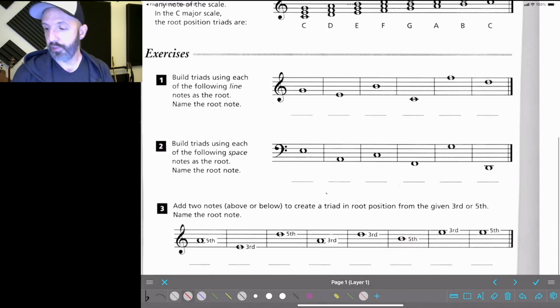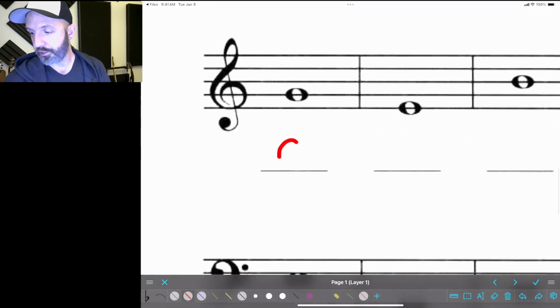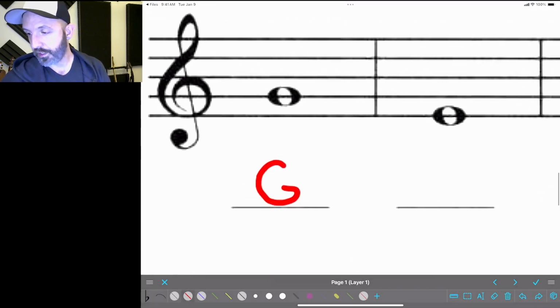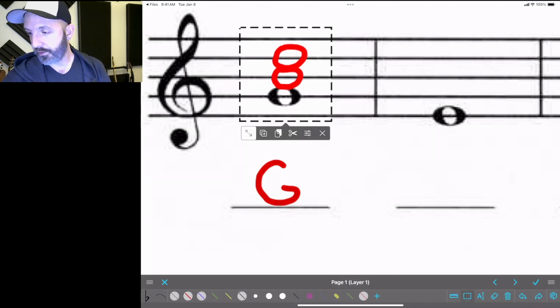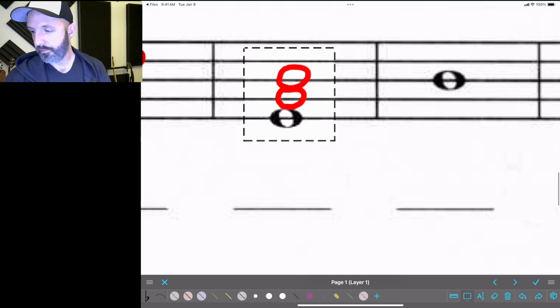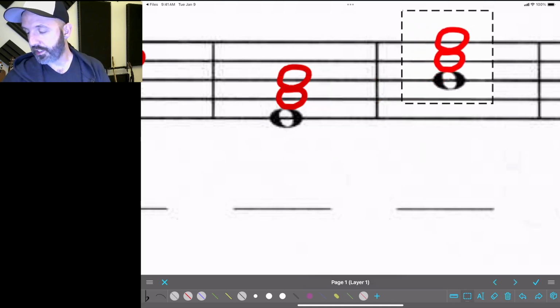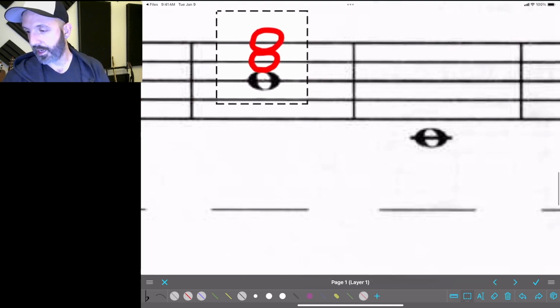All right, so let's build triads using each of the following line notes as the root. Name the root note. All right, so we're in treble clef. We know that's a G. And then we're just going to go in here like so. I'm going to take advantage of the fact that I got an iPad, so I can go ahead and do stuff like this. I'll come back and name all these. But the idea is, again, we're just stacking the thirds.